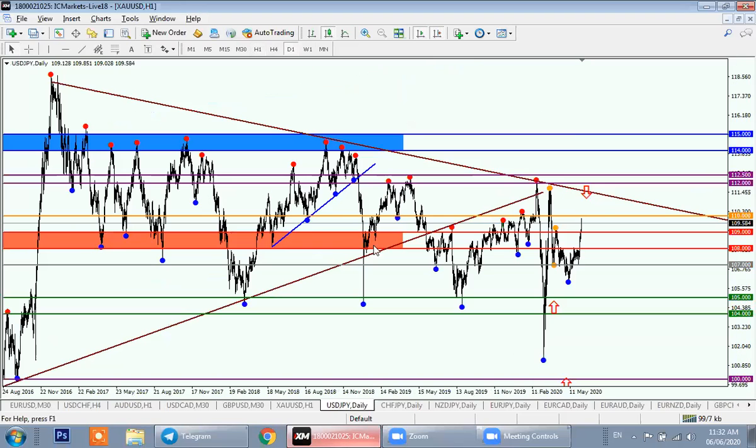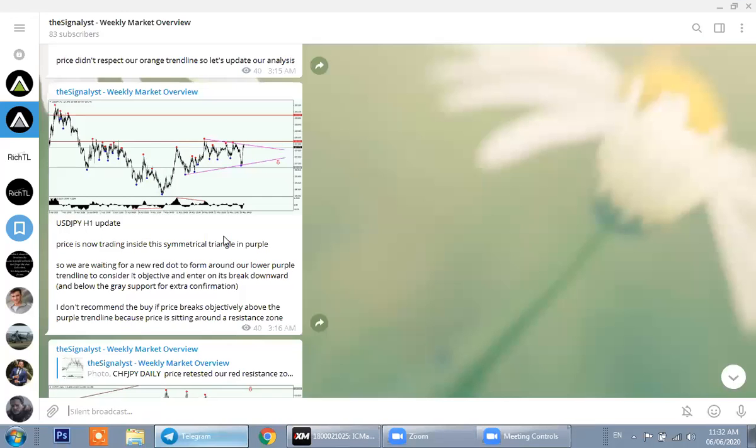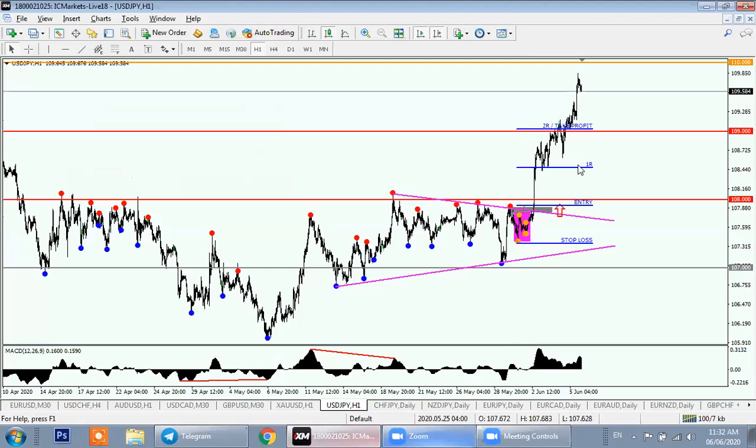As you can see from H1, price formed a new swing around our upper purple trend line, formed a rich bomb as well, and broke it upwards. I personally didn't buy. As I mentioned last week, I don't recommend the buy if price breaks objectively above our upper red zone, as price was sitting around a resistance. So I personally didn't buy this one. Anyway, let's read our risk to reward.